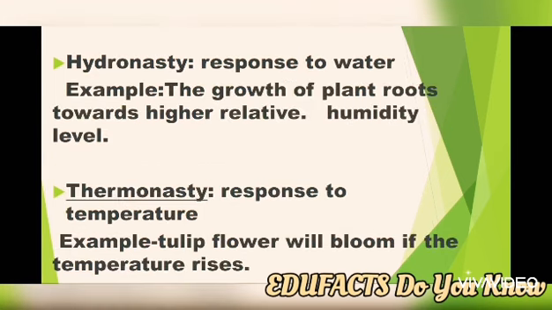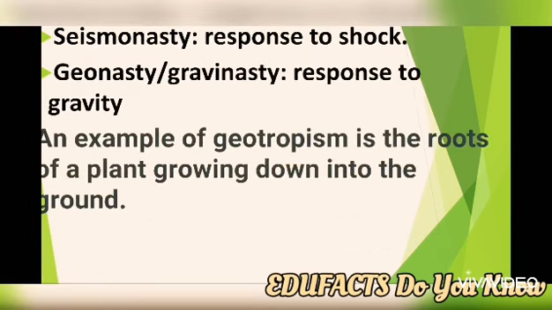Next one is Hydronasty. Hydro means water. That means it responds to water. For example, the growth of plant roots towards higher relative humidity levels. Next one is Thermonasty, response to temperature. For example, a tulip flower will bloom if the temperature rises. Next one is Seismonasty. Seismo means shock. Response to shock. And Geonasty or Gravinasty, response to gravity.